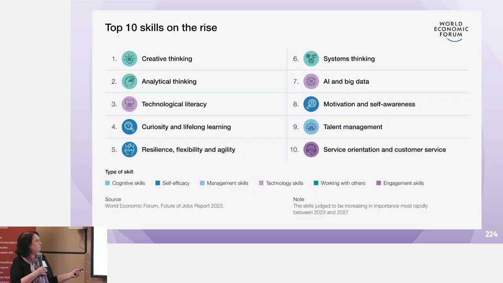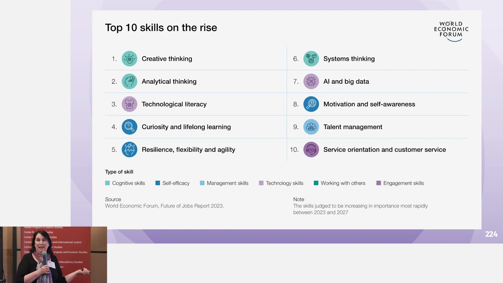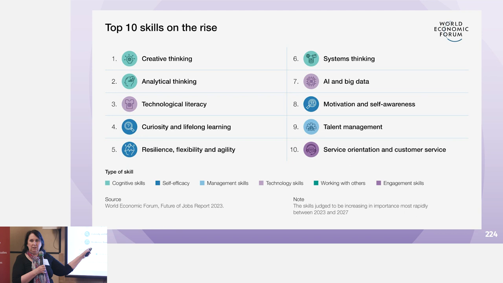And then this update was released at the beginning of May. So it's kind of fun how the materials keep updating. And there are some new things you might notice. So creative thinking moved to the top of the list. And then resilience, flexibility, and agility were grouped together. And then AI and big data got its own little category.